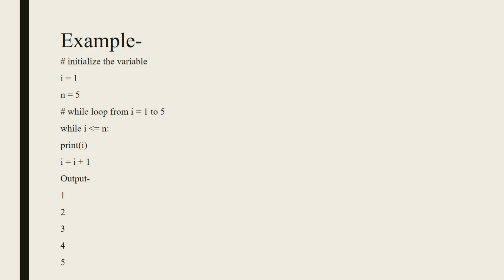Here is an example of a while loop. Here we are initializing the variable i equals 1 and n equals 5. Then we are using the while loop from i equals 1 to 5. Then we are printing i. So we get the output as 1, 2, 3, 4 and 5.